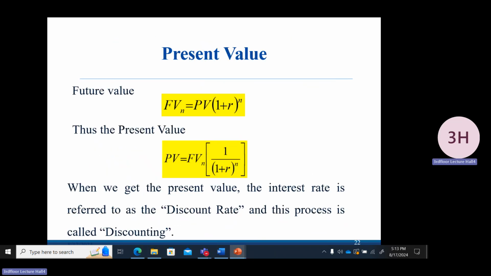So then we get to the present value. So this is the future value of a single cash flow. Now, any question? Do you have any question? What is the question?